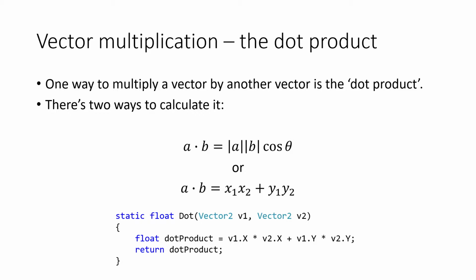Or you can do it the algebraic way. Take the two x values and multiply them, take the two y values and multiply them, and then add them together. This is almost always the way we will do it in computing because it's much less computationally expensive to do two multiplications and one addition than it is to do two multiplications and a cosine. Cosine is a transcendental function, so it'll take a lot of computing compared to just a couple of multiplications. So that's how you would do it in code. To get the dot product between two vectors, x1 times x2 plus y1 times y2.